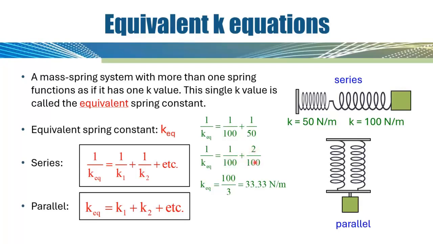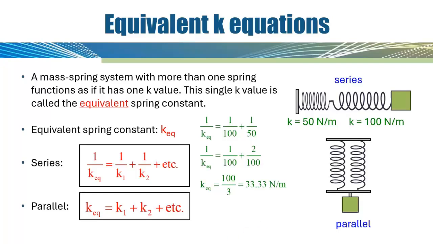But that's not the answer. That's 1 over the answer. So I have to take the inverse of that. So instead of 3 over 100, I'm going to end up with 100 over 3. So the K value is 33.33 newtons per meter. And so now if I had other questions that I was answering or other equations that I was using, I'm going to use the K value of 33.33 to function as the spring constant of this system.